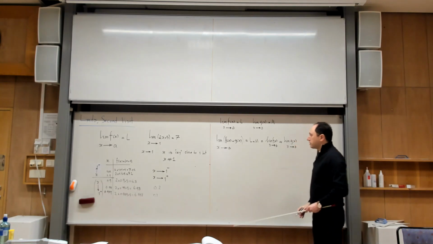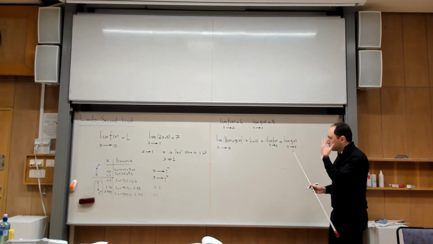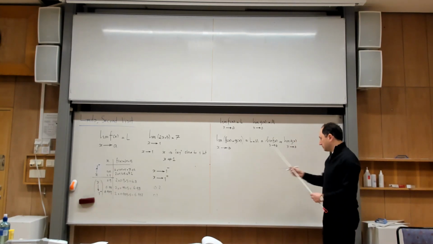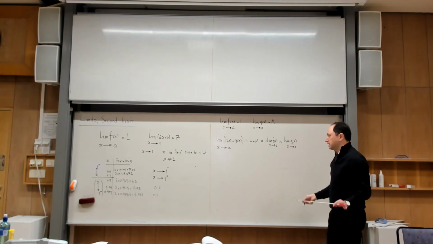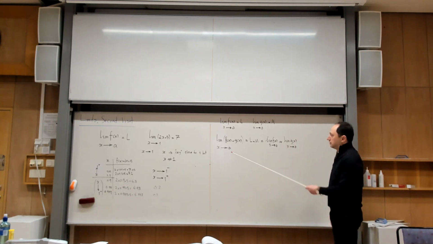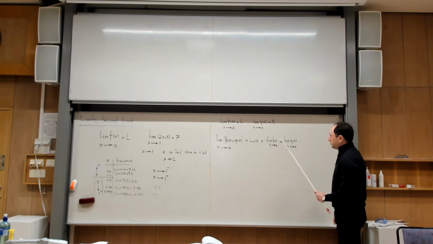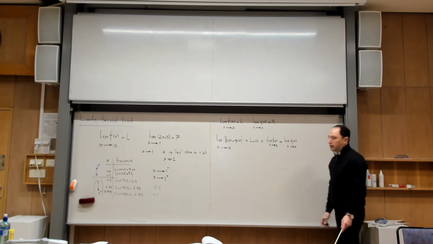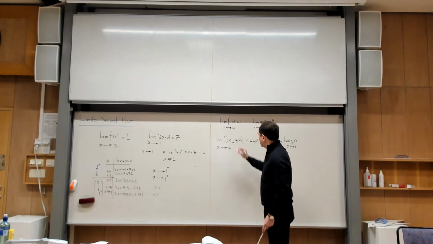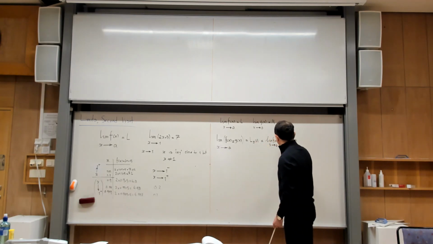So this is one theorem. This is intuitively correct, but if you want to prove it rigorously, it is hard. But just take it for granted here. The limit of the sum of two functions is equal to the limit of the first one plus the limit of the second. And if I have the difference, this would be the difference.